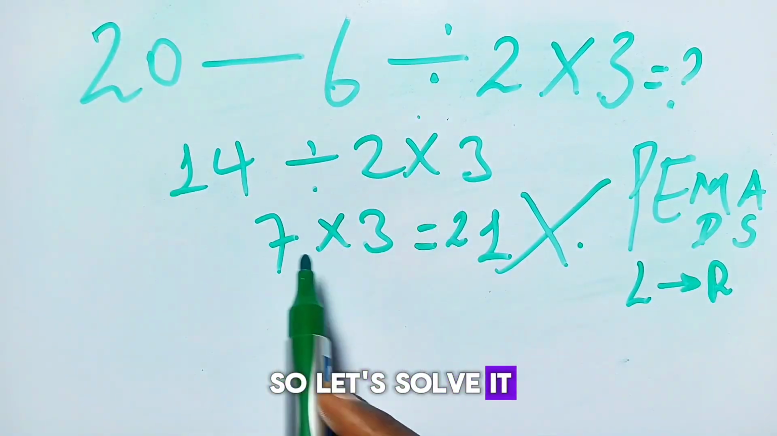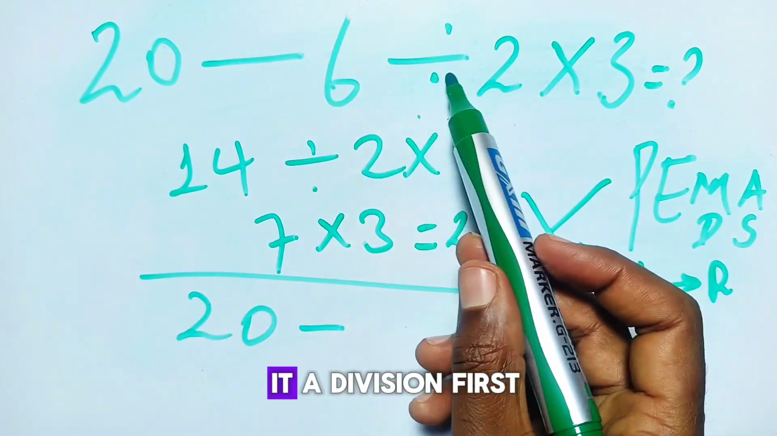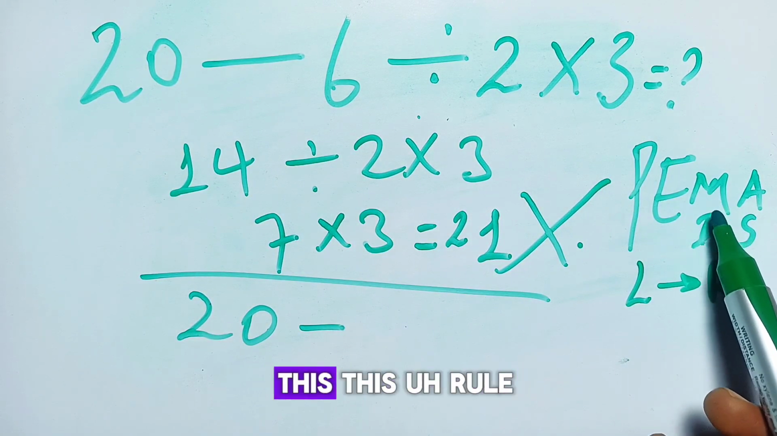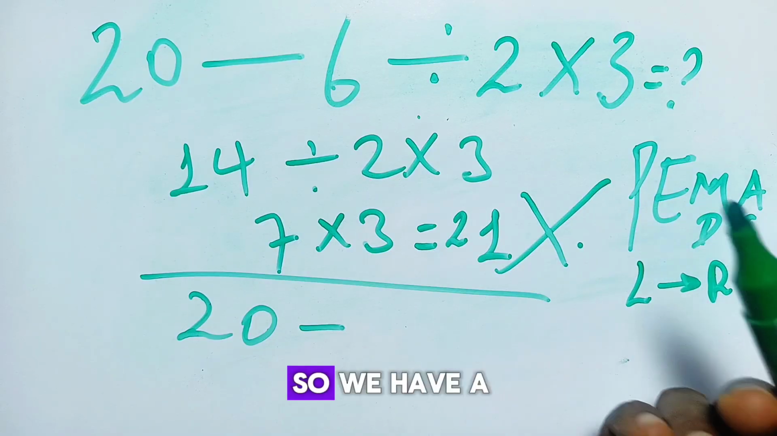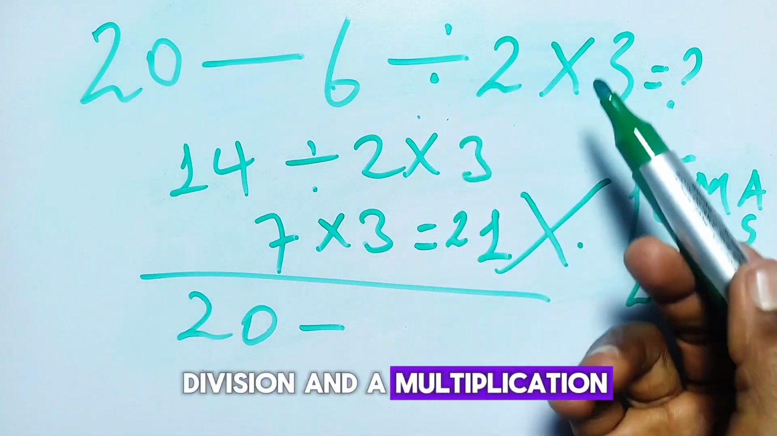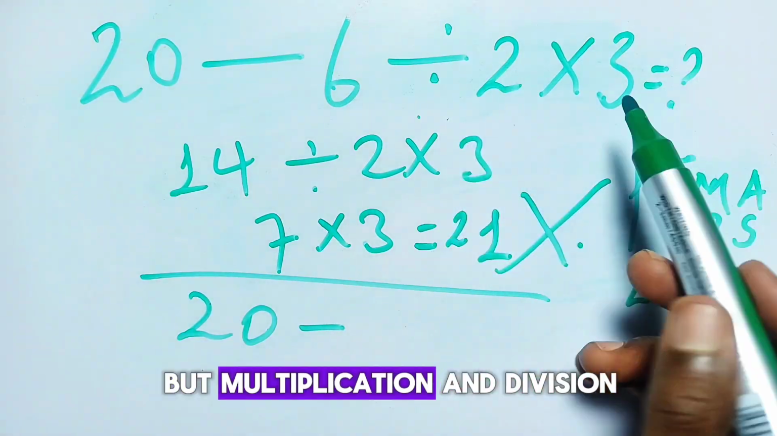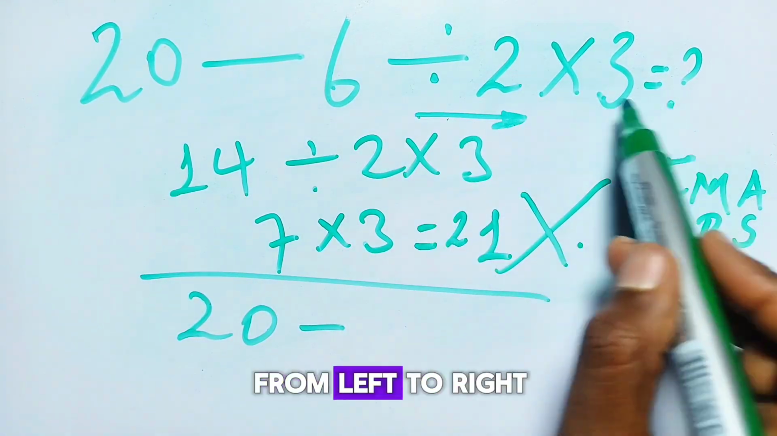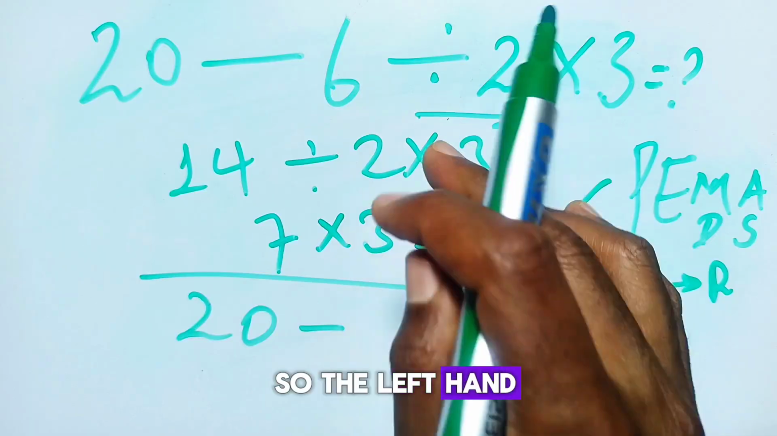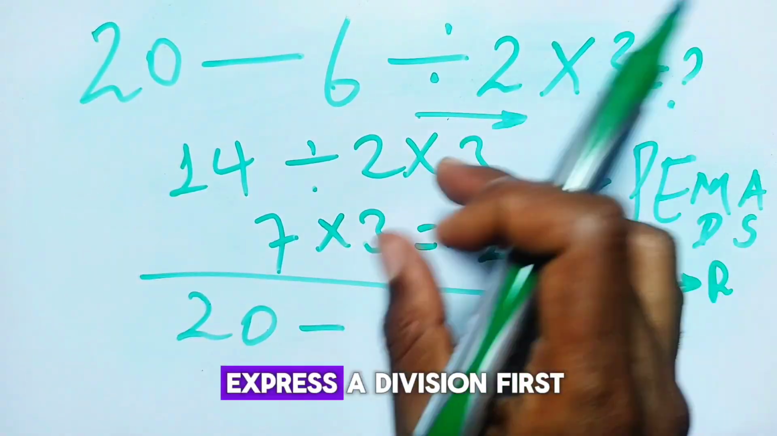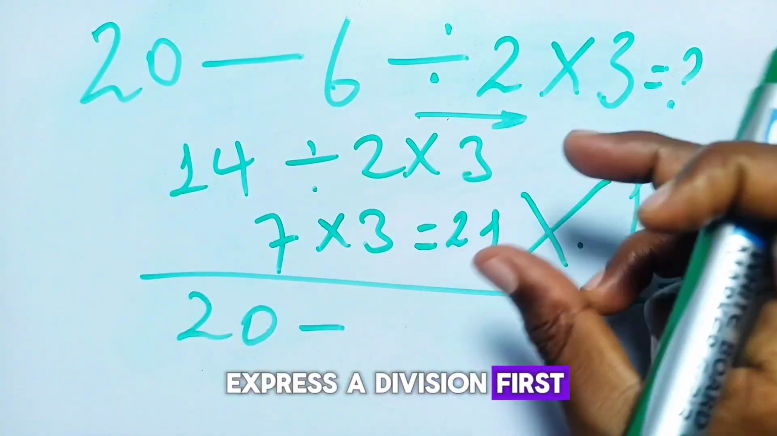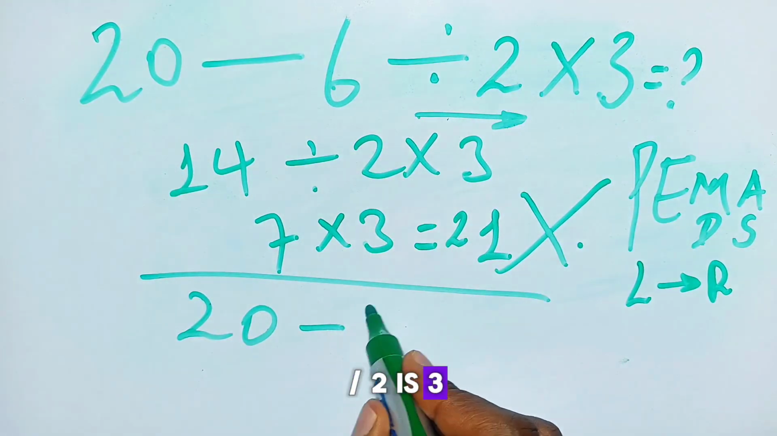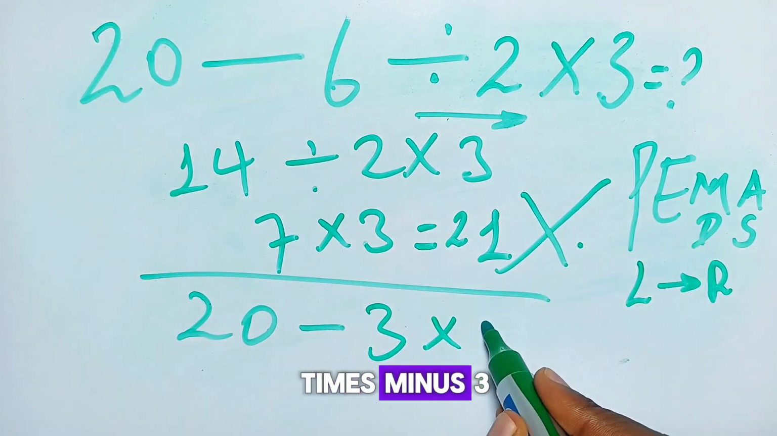So we can solve the division first, because of this rule. We have division and multiplication, and they have the same priority, but we have to solve them from left to right. The left-hand side is a division, so we have to do the division first before the multiplication. So 6 divided by 2 is 3, times 3.